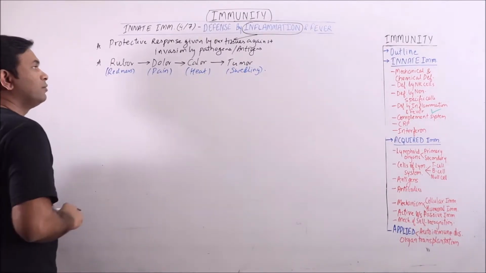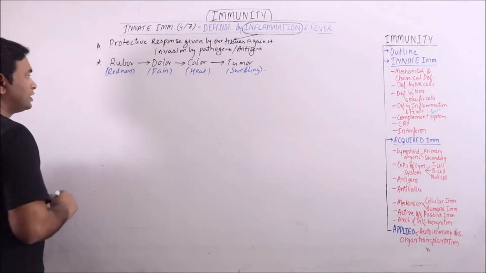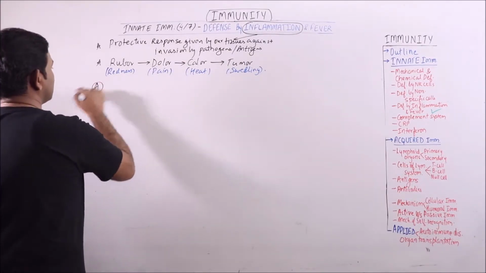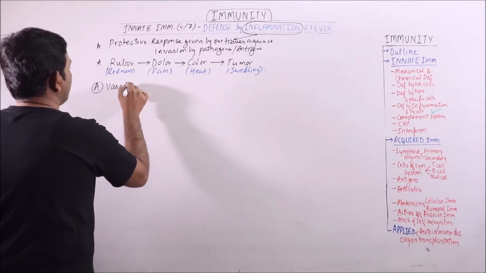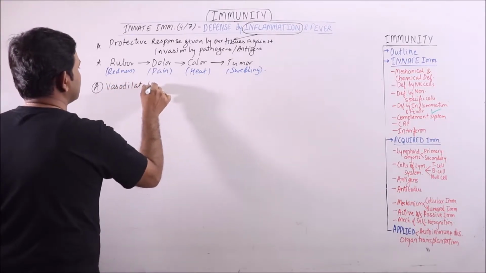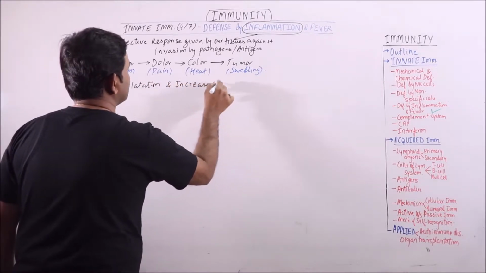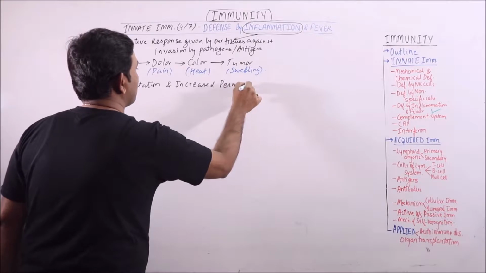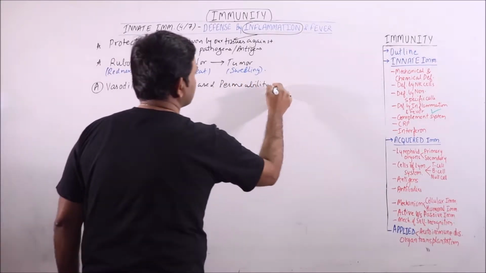Now, how does this inflammatory response mediate? It will occur in 3 steps. First one is vasodilatation and increased permeability of blood vessels.